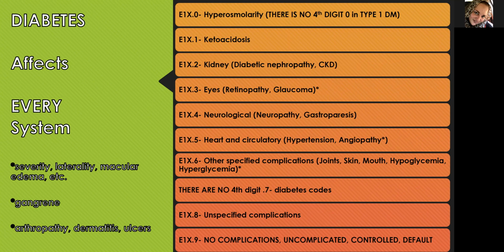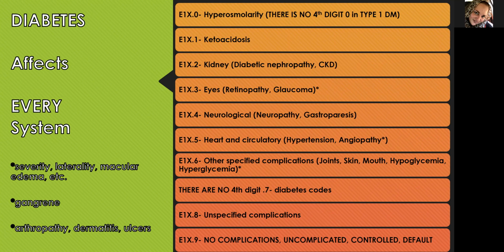Any diabetes code, .2, this is your kidney stuff. So your diabetic nephropathy, your chronic kidney disease, like for instance, type 2 diabetes with CKD is going to be E11.22. And of course, you're going to code your CKD and follow all of your instructional notes for that. .3, that's your eyes. So that's where your retinopathy and your glaucoma is going to be, and that is where your codes are going to be separated by severity, laterality, and macular edema.